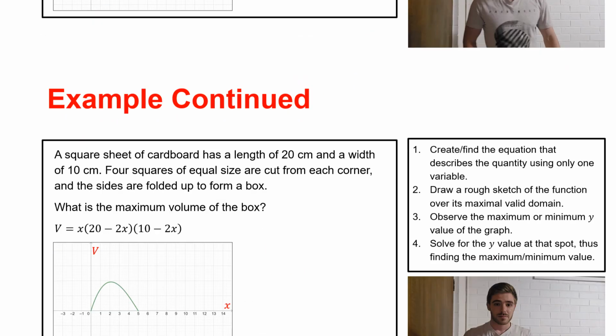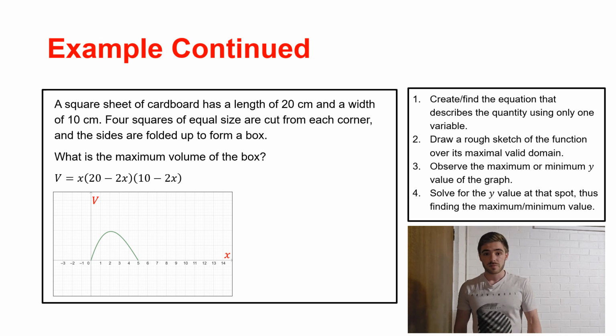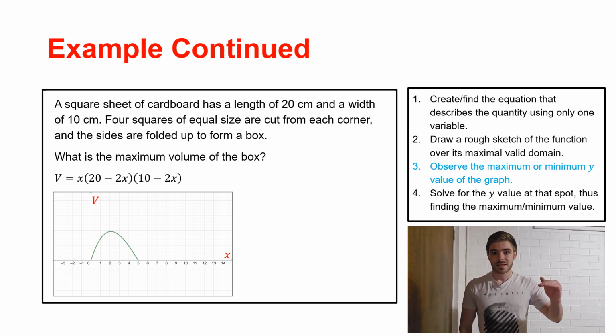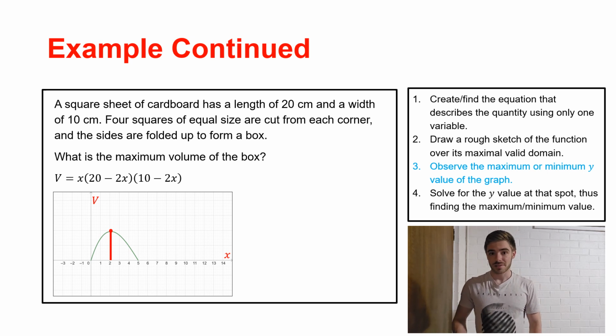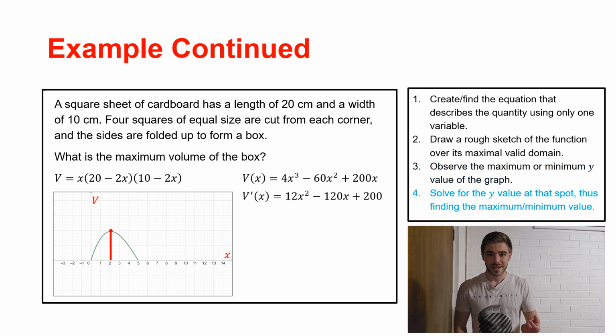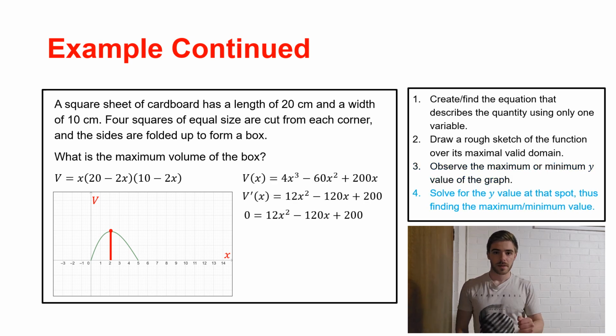Anyway, now that we have our graph, we move on to step 3, where we actually answer the question. So we're looking for maximum volume. And since volume is on our y-axis, we can very clearly see that the maximum volume is going to occur at that turning point. So our goal is to find that turning point. If you already know calculus, then you can find that turning point by finding the derivative of our function and then setting that derivative equal to 0, because all turning points have a gradient of 0.